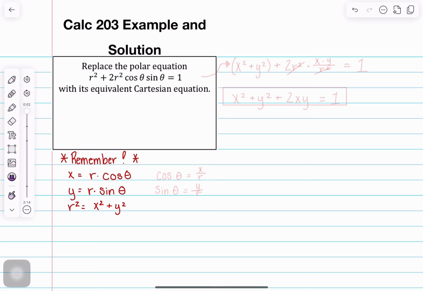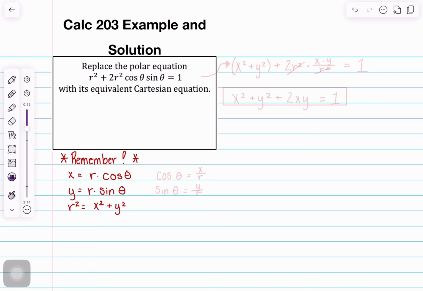Substitute example is to replace the polar equation r squared plus 2r squared times cosine theta times sine of theta is equal to 1 with this equivalent Cartesian equation. Below, I have put some things that we should remember when dealing with polar equations, which is x is equal to r times the cosine of theta, y is equal to r times the sine of theta, and r squared is equal to x squared plus y squared.